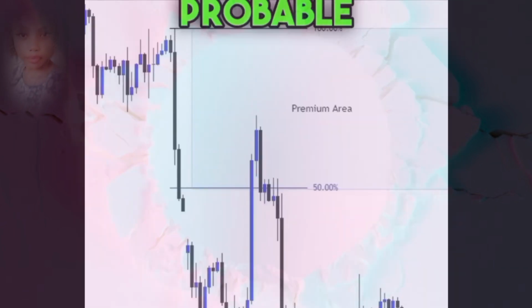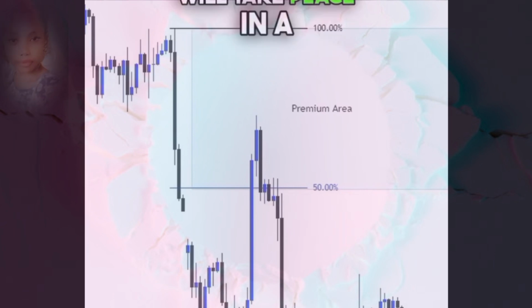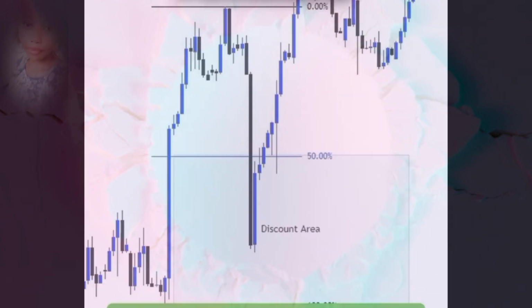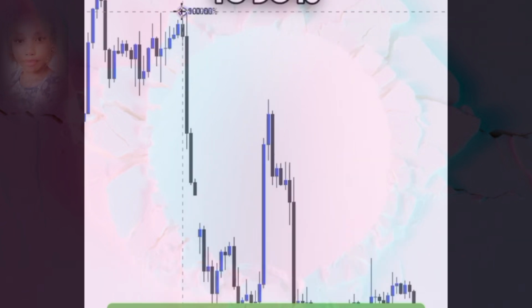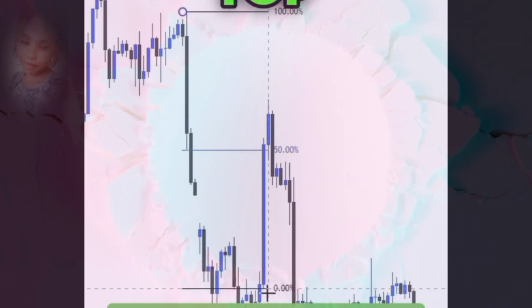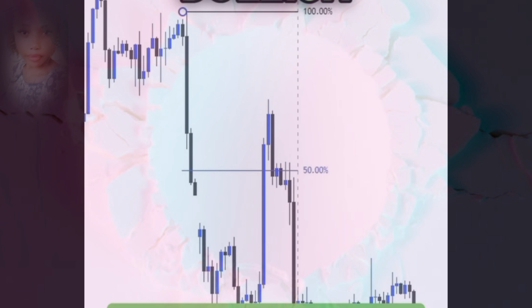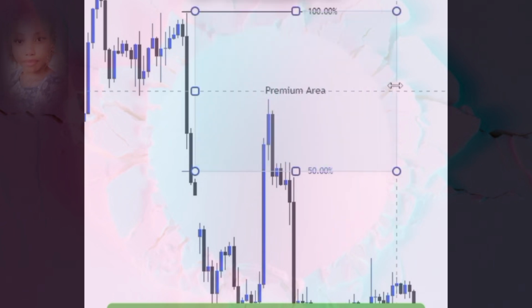The highest probable sells will take place in a premium area, and the highest probable buys will take place in a discount area. So what you have to do is measure the trading range from the top to the bottom, no matter whether you are bullish or bearish. Once you've done that, if you are bearish, you are looking for 50% and to the top of the trading range. That level is called a premium area.